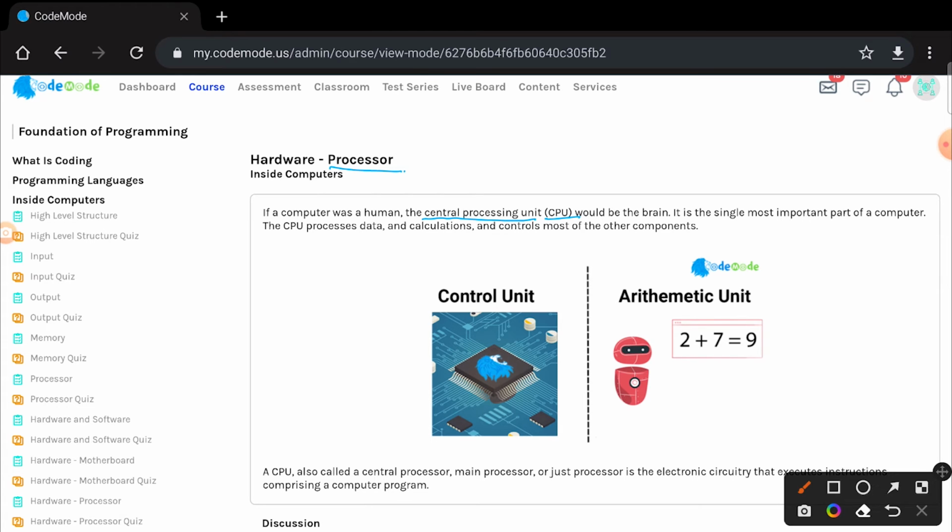The CPU is also referred to as the central processor, the main processor, or just the word processor in electronic circuitry. As I repeat again, it is responsible for processing all the instructions we feed to a computer.